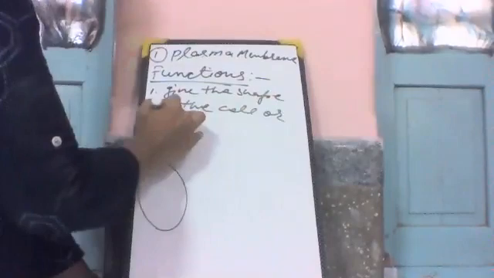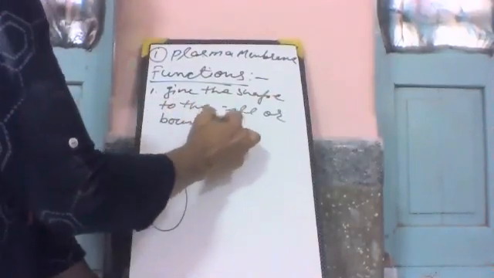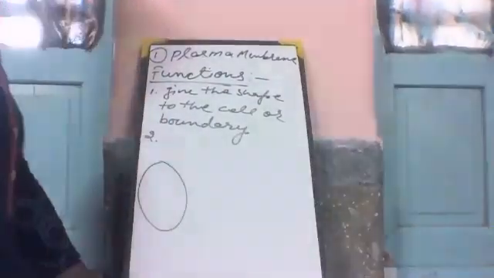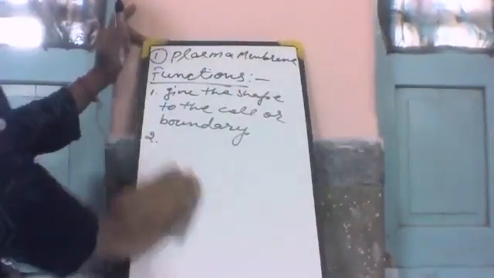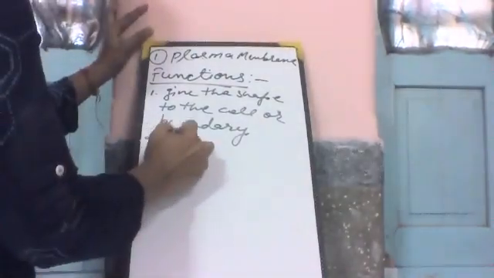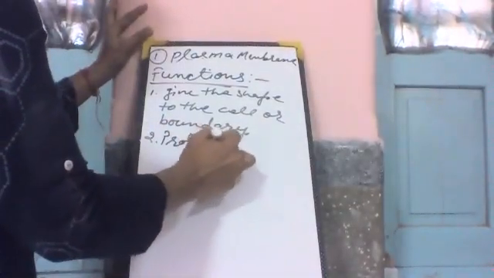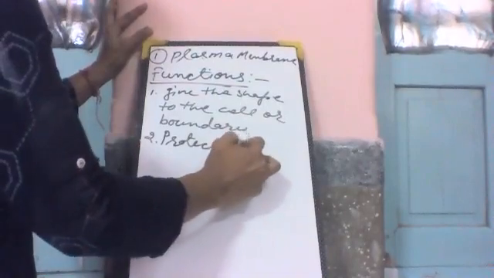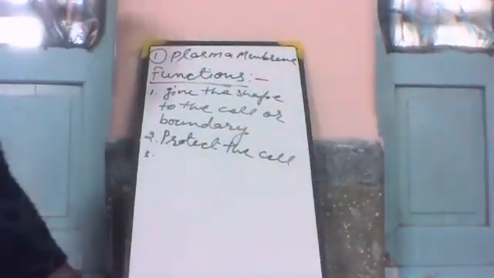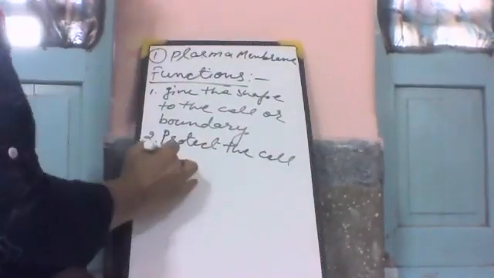Or boundary. The next is it protects the cell. The presence of this cell membrane protects the cell. Then it maintains the shape of the cell.